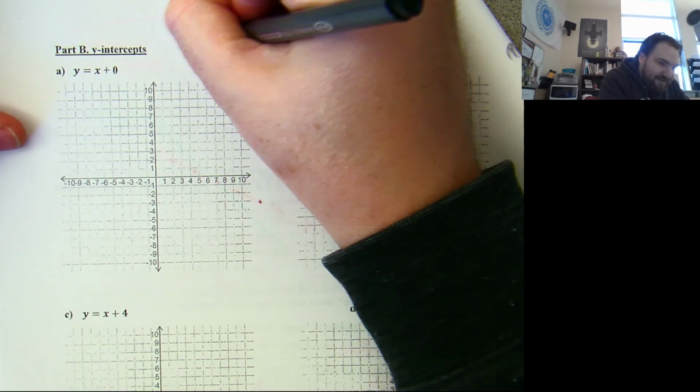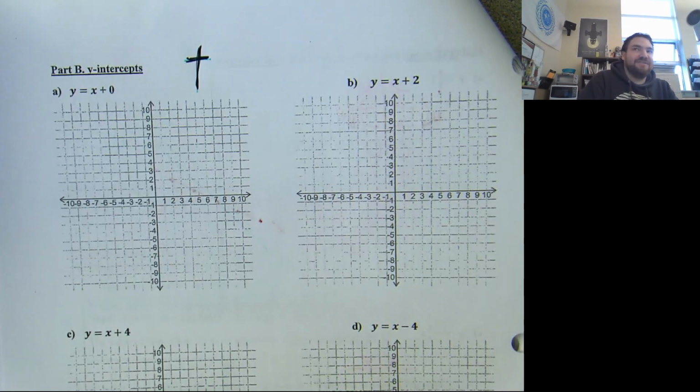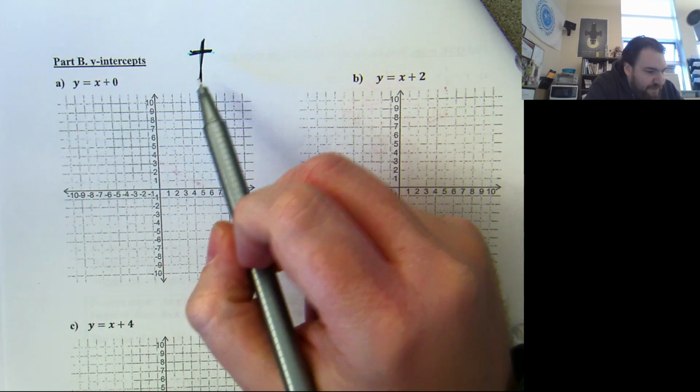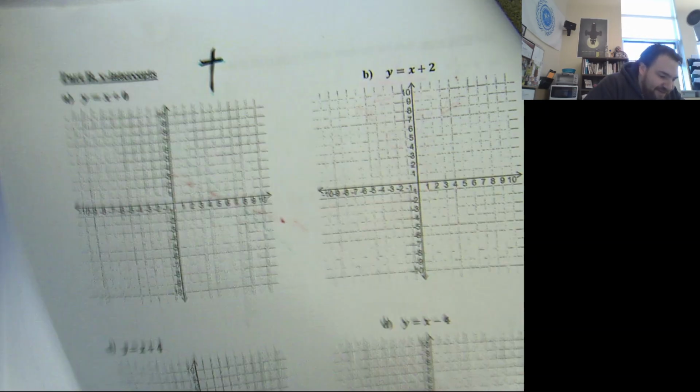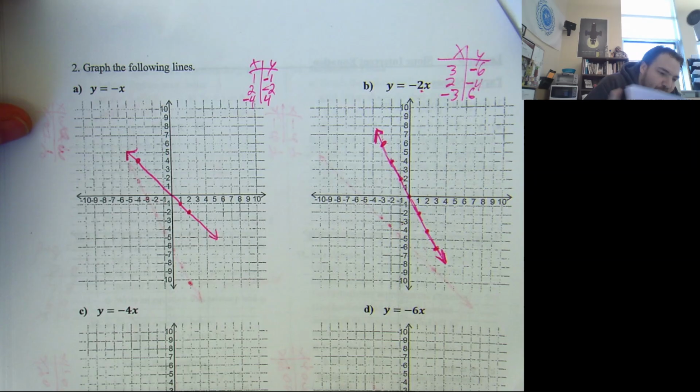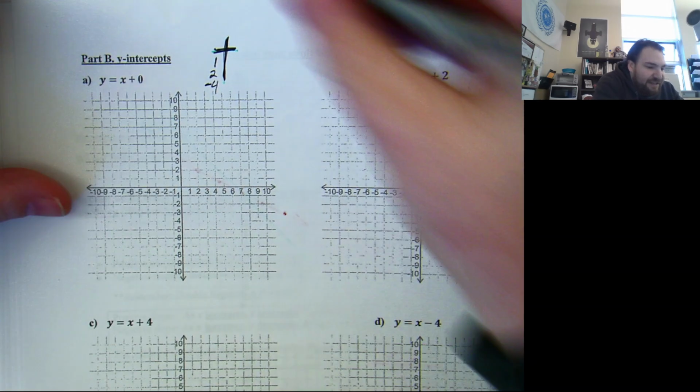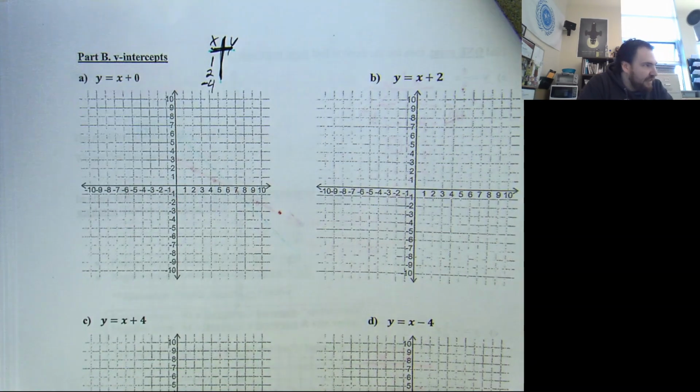Okay. I'm going to switch to black because black's easier to see. If I have the equation x plus 0, we're going to pick some values and shove them in here. I am going to pick the exact same values you guys had before: 1, 2, and -4. The equation has changed ever so slightly.